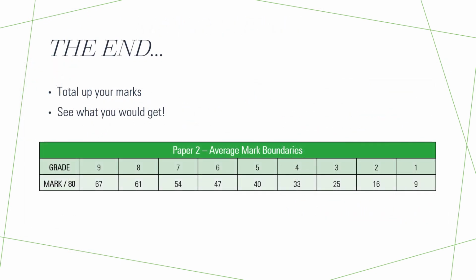Okay, so this is the end of the walkthrough. Total up your marks and see what grade you would get. This is the average mark boundaries over 3 different papers. So see what marks you've got out of 80, and then you should be able to see what grade you've got. It's obviously quite clear here that you only needed half marks to get a grade 5. So hopefully you've done pretty well, and hopefully you find this video helpful.